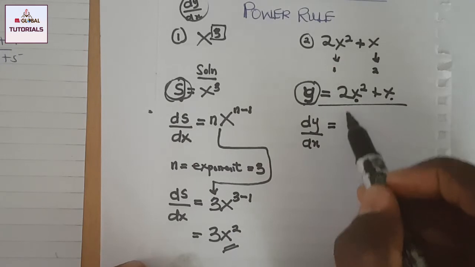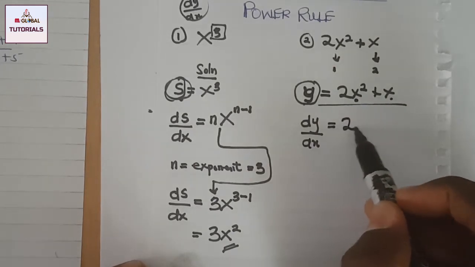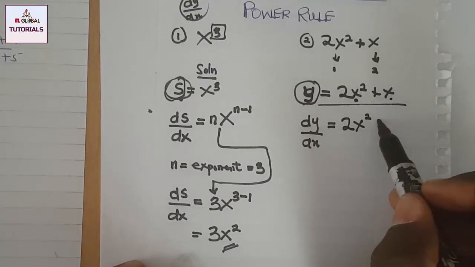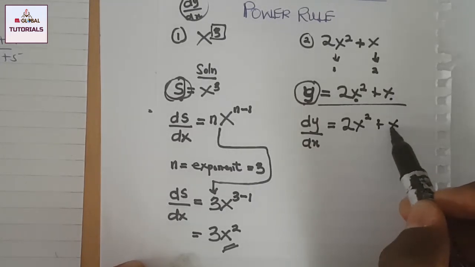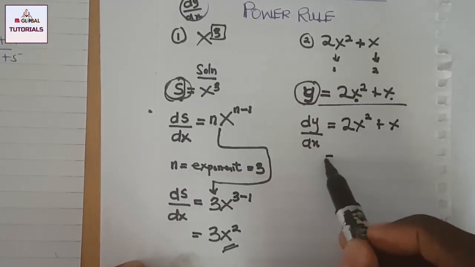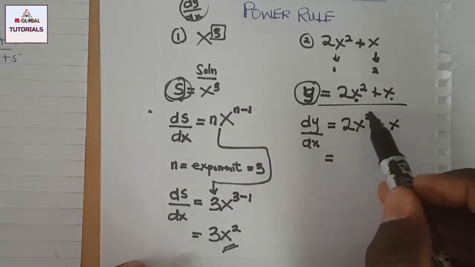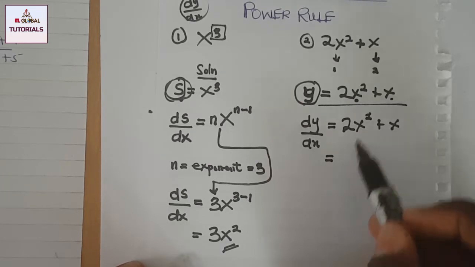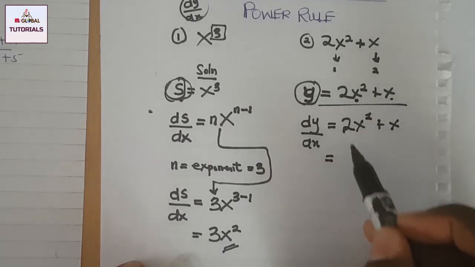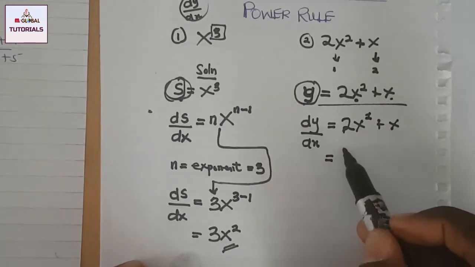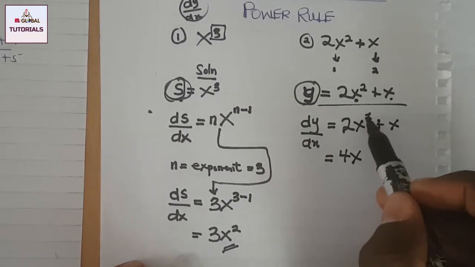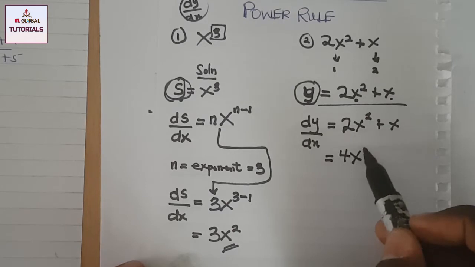Then we put it this way: 2x squared plus x. The power rule says multiply this one by this one. So it says 4x, and subtract 1 from the power, which gives 1.